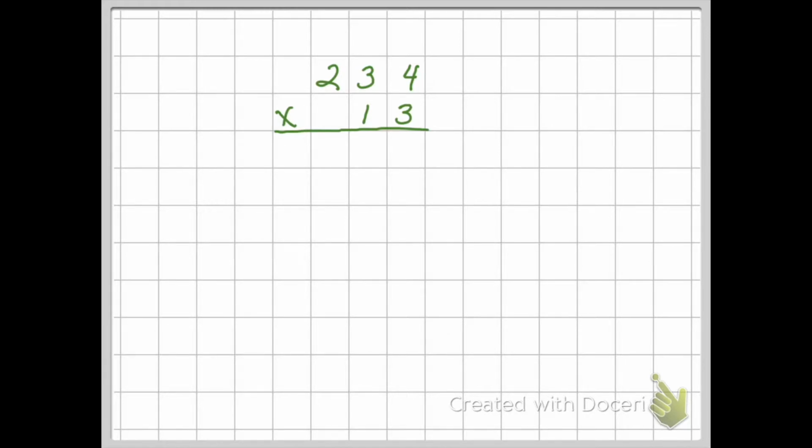All right, let's get started. So we're going to multiply our ones place. Now, this 4 and 3 is in the ones place. And then we're going to take the 3 and multiply it by 3 in the tens place, and take the 3 and multiply it by the 2 in the hundreds place. Okay?